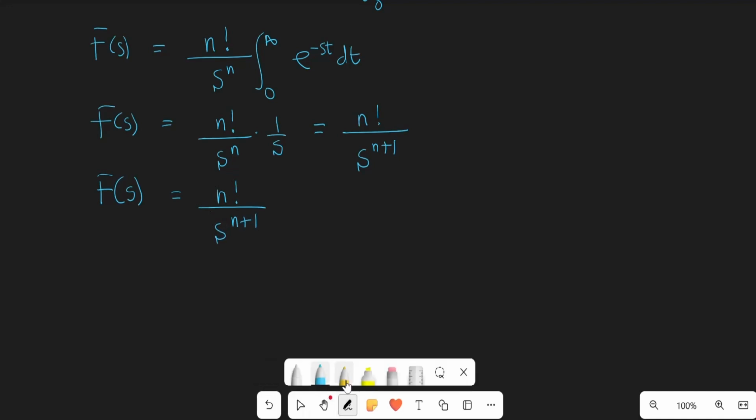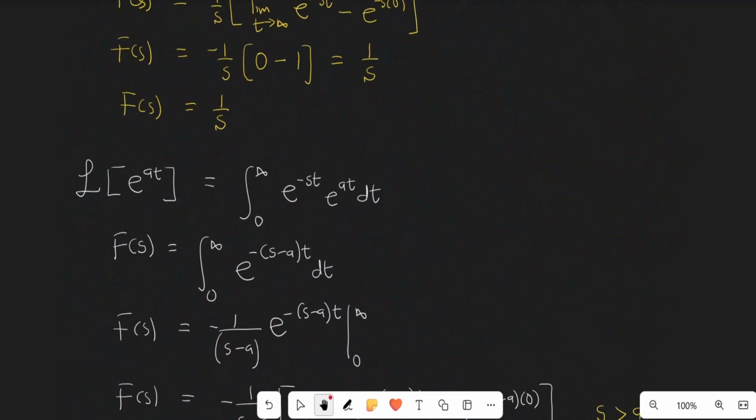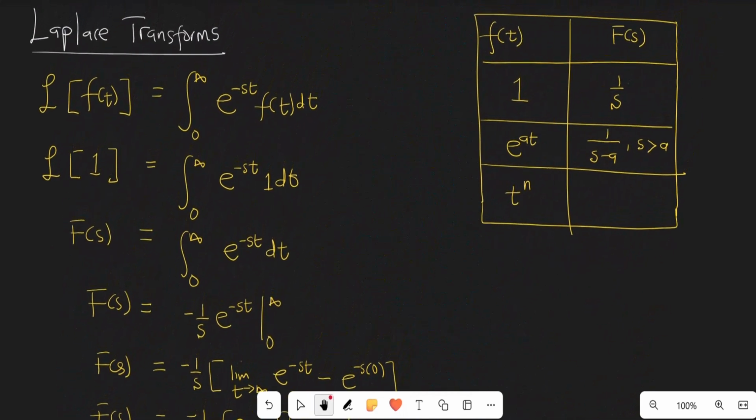So we can now go up and then fill our table. So this is the Laplace transform. So this one is n factorial divided by s raised to the power n plus 1 as the Laplace transform of the function t raised to the power n.